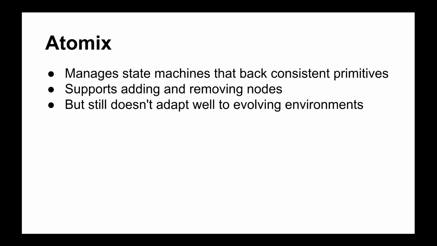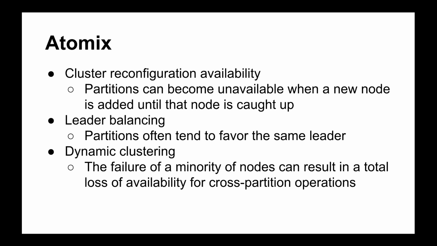The thing I noticed about Atomix is it does support evolving clusters insofar as you can add nodes and remove nodes, but there are some limitations to how it performs in those circumstances. I'll explain what that means. One of the things is that when you add a node to an Atomix cluster, it can block the cluster. This is actually a pretty simple thing to fix.